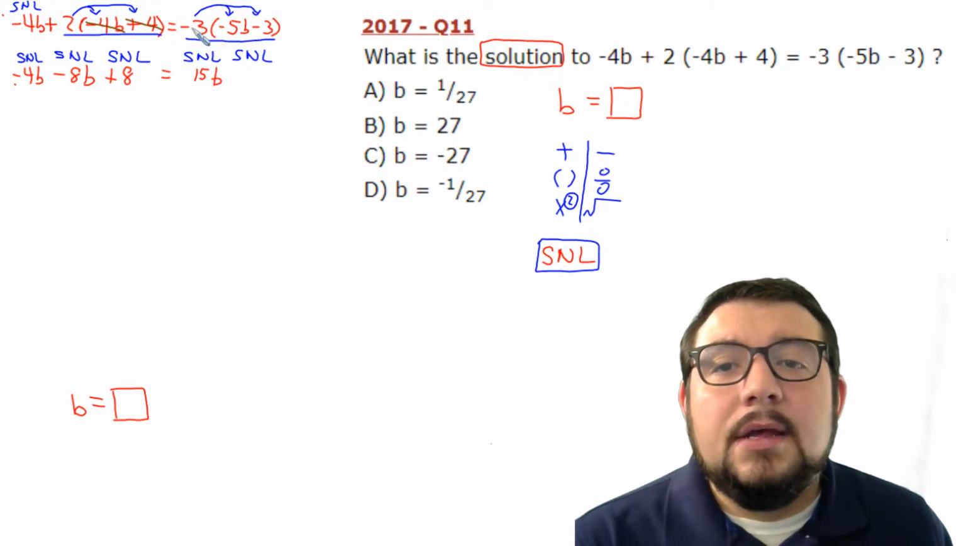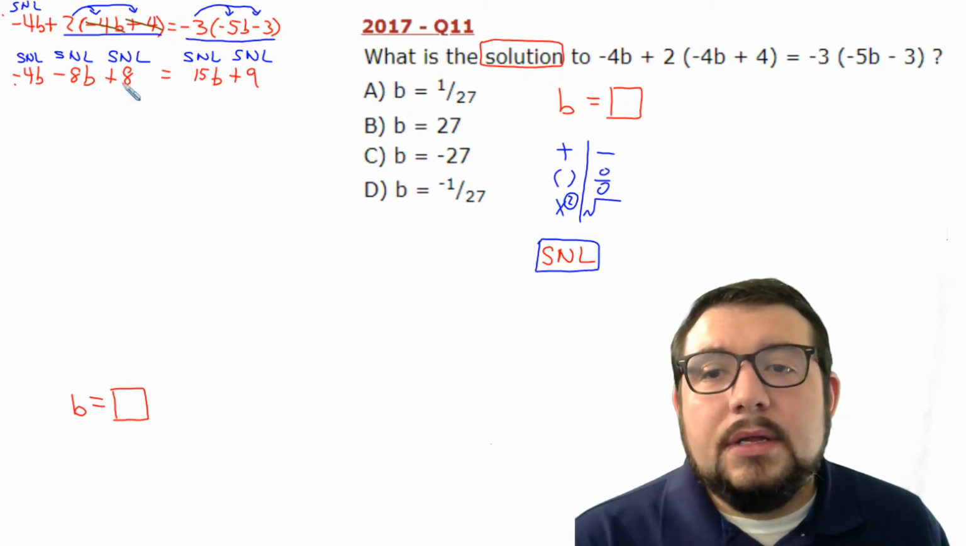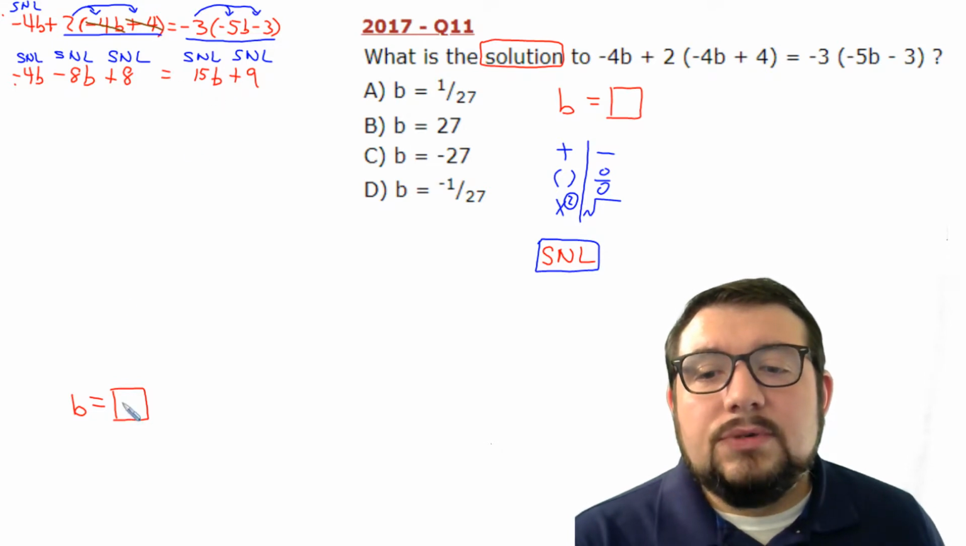Now I need a new sign. Negative and negative makes positive. 3 times 3 makes 9. There's no letter here and no letter here, so there's no letter here. And now you can see that I have a nice algebraic expression without parentheses, which is one step closer to my goal.